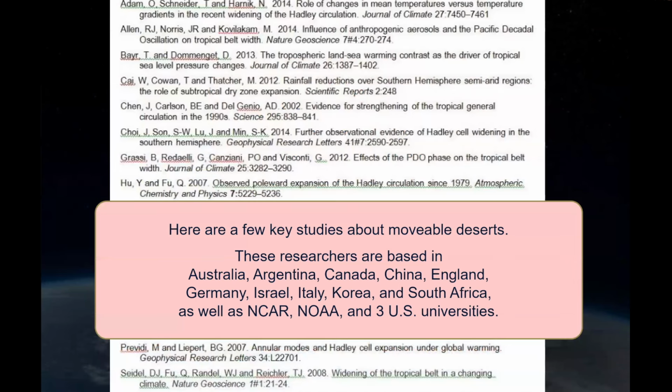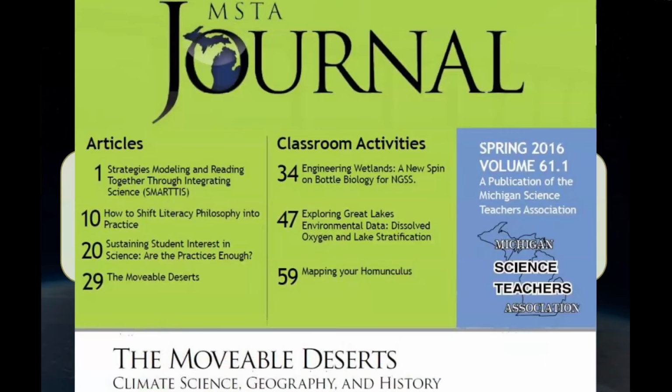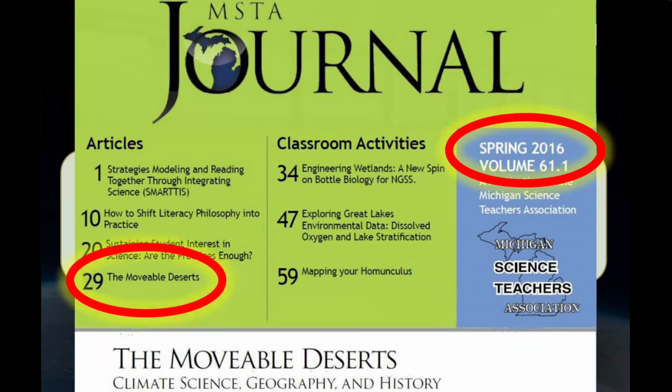In the package of handouts on the website is a bibliography about movable deserts. The researchers are based all over the world, including 2 labs and 3 universities in the United States. And if you want a quick summary of it, go to the Michigan Science Teachers Journal. It's on the web. You can download it free, spring 2016, and there's an article that's just called The Movable Deserts.